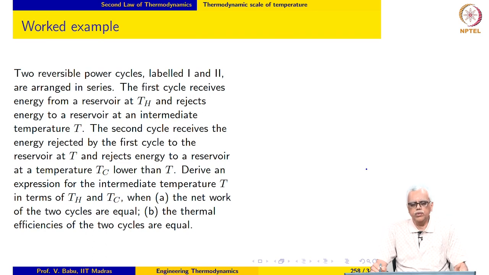The next example reads like this. Two reversible power cycles labeled 1 and 2 are arranged in series. The first cycle receives energy from a reservoir at TH and rejects energy to a reservoir at an intermediate temperature T. Okay, so, let us try to draw this.